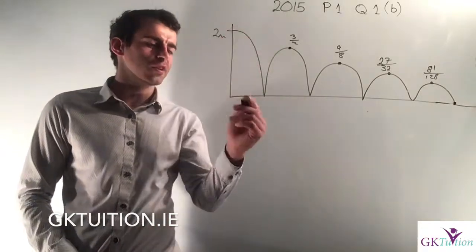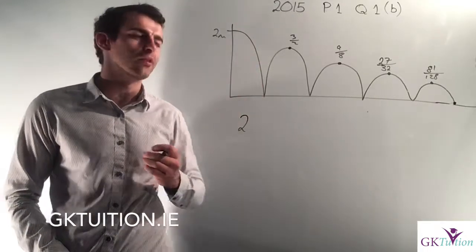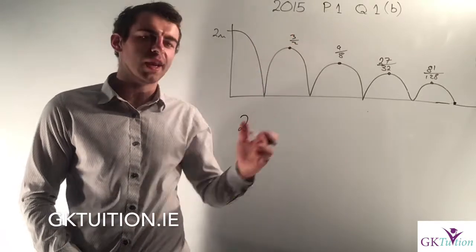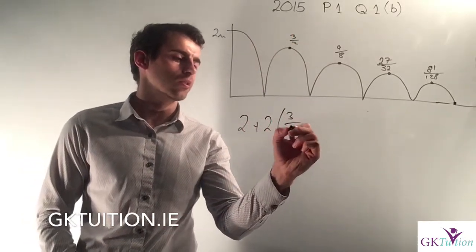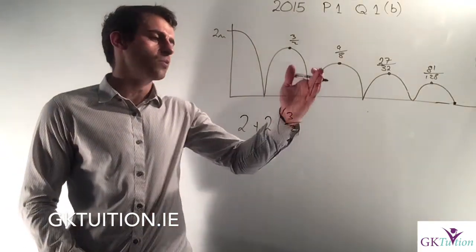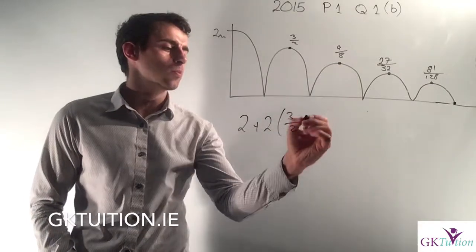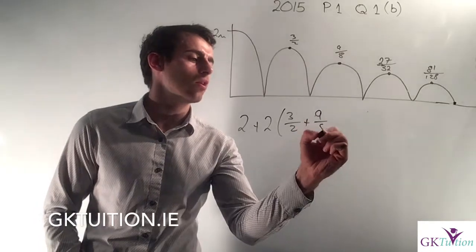So clearly the first time it just went down 2 meters. For the next one it went up 3/2 meters and then down 3/2 meters, so it'll be 2 multiplied by 3/2. So it went up that much and then down that much. For the next one it went up 9/8 and then down 9/8, so I also want to multiply this one by 2. So let's keep the 2 outside the bracket and this 9/8.